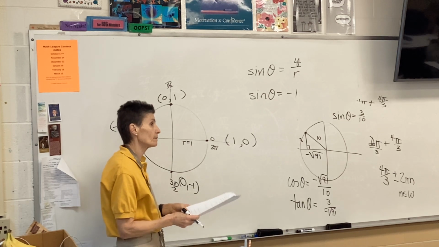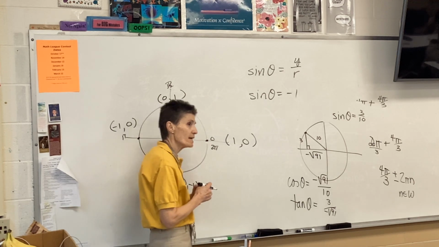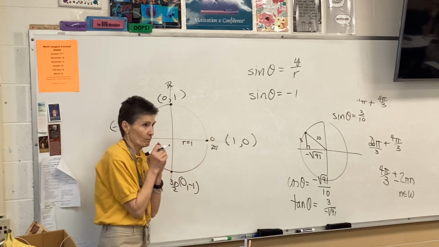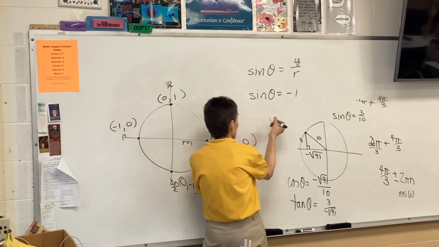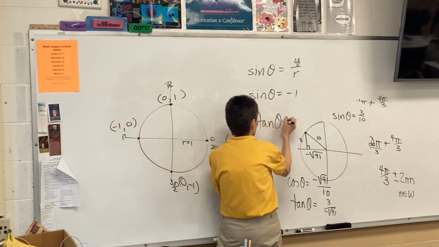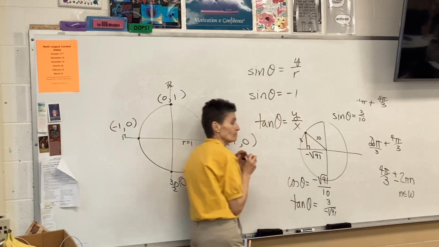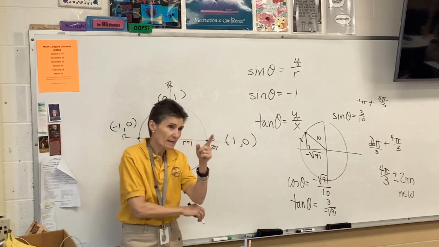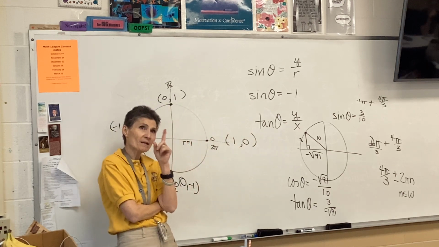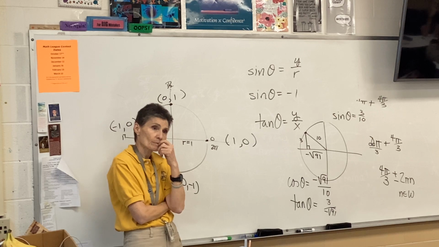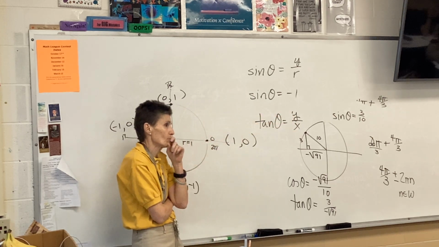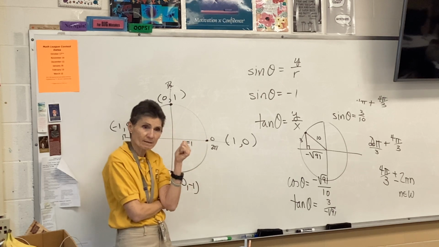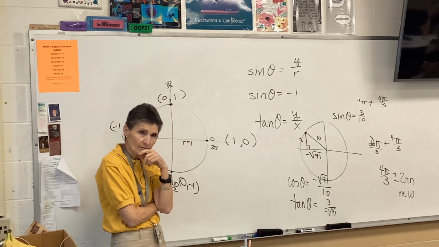Ooh, tricky one. Where is the tangent negative 1? Now be careful, tangent is y over x. Think about this for a second. You want that to be negative 1. So doesn't that mean y and x have to match, only one's positive and one's negative?